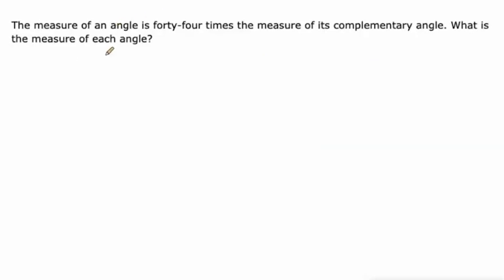These get kind of interesting. So if you want to get a SMART score of 100, you have to know how to do these. The measure of an angle is 44 times the measure of its complementary angle. So we've got one angle and another angle that add up to 90 degrees because they're complementary. We've got one that's unknown and another one that's 44 times as much as the other one. So two angles, one's 44 times the other, and they're complementary, so they add up to 90.